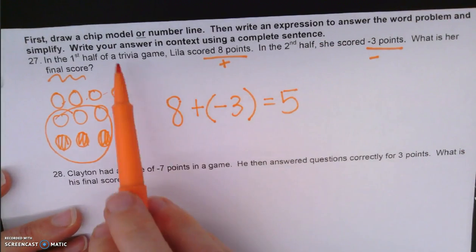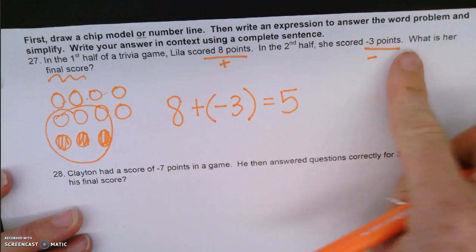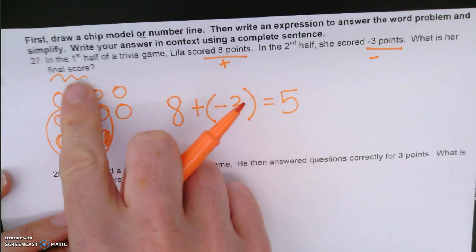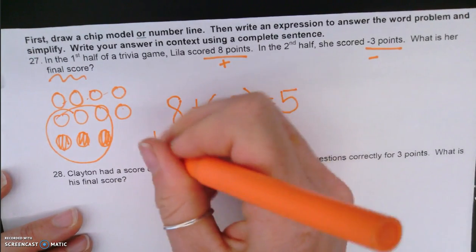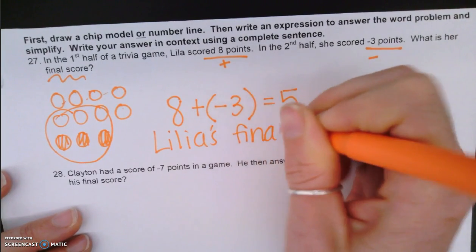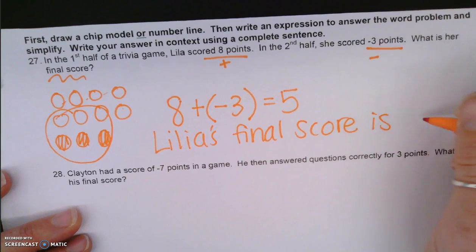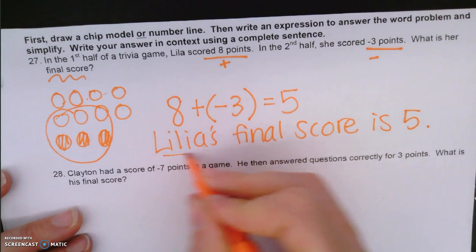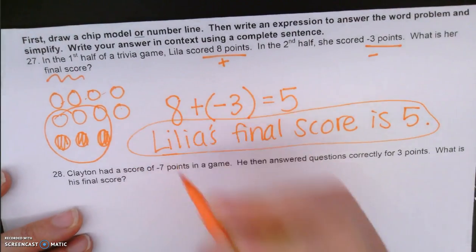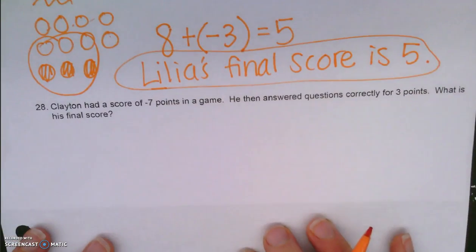Let's make sure we write our answer in context and use a complete sentence. What is her final score? Who are we talking about? Oh, Lilia. Lilia's final score is 5. 5 points for Lilia. Excellent. Let's do our last one for this part of the lesson.